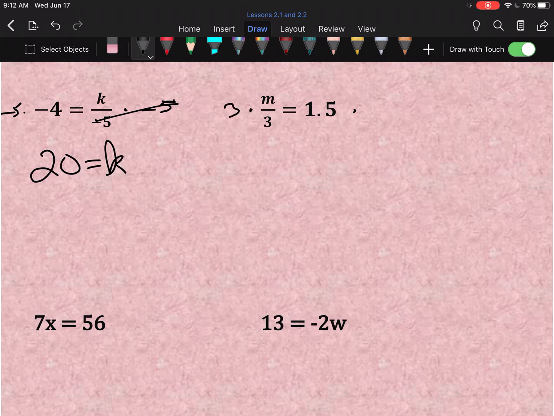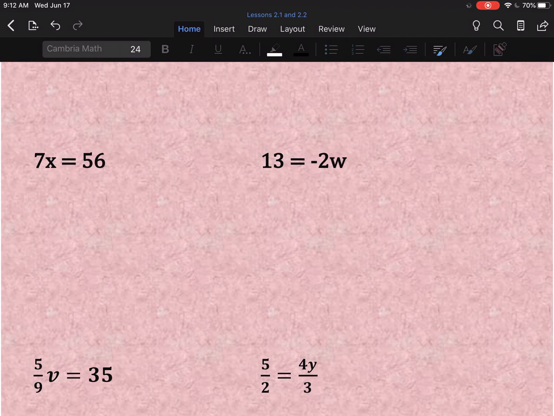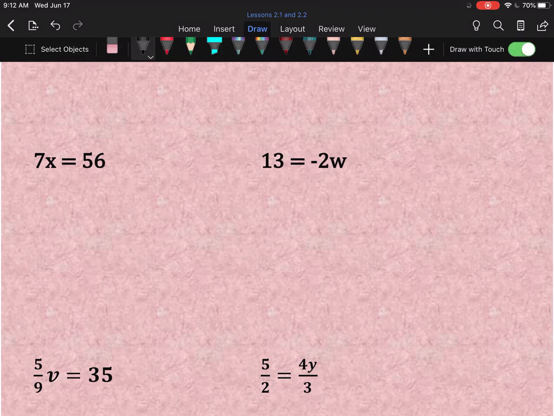Here we're dividing by 3, so we're going to multiply by 3 to make this work. 1.5 times 3, you can think of that as 15 times 3, that's 45, and then slap the decimal point in the middle. And then we've got some division or multiplication problems that'll be solved using division. So when you have 7 times x, divide both sides by 7. Here x is 8.